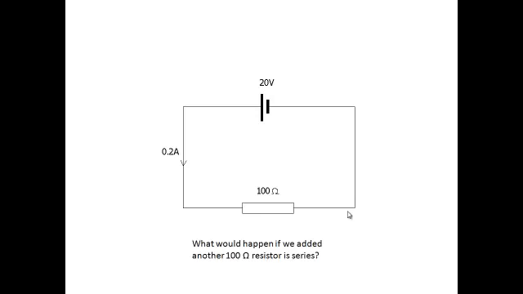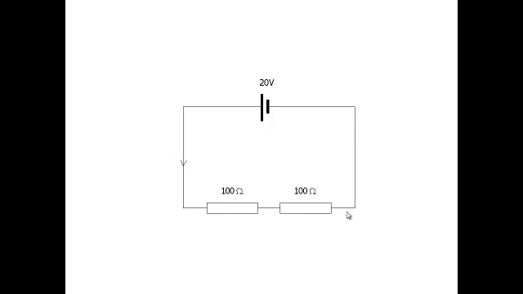What would happen if we added another 100 ohms in series? If we added another 100 ohms to the first one, what would happen? Would it be harder or easier for the current to flow through? Well, it would be harder. The current would go down to 0.1 amps. And basically what's happened is that 100 ohms and 100 ohms in series, our resistance is now 200 ohms. And I equals V over R, 20 divided by 200 is 0.1.